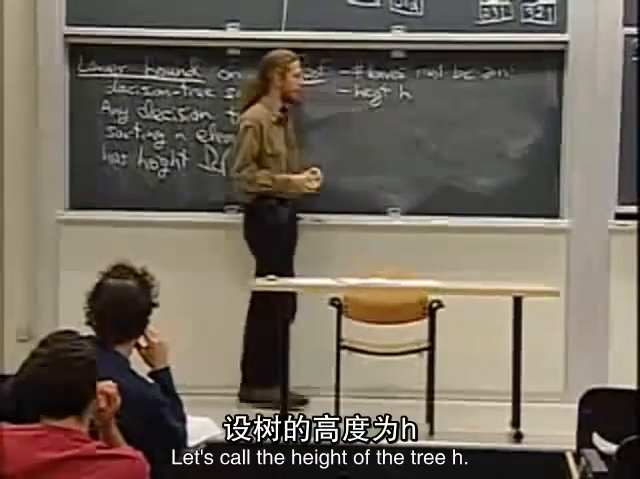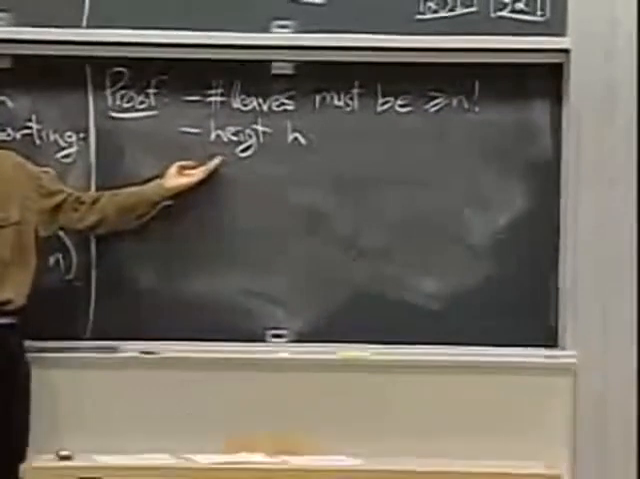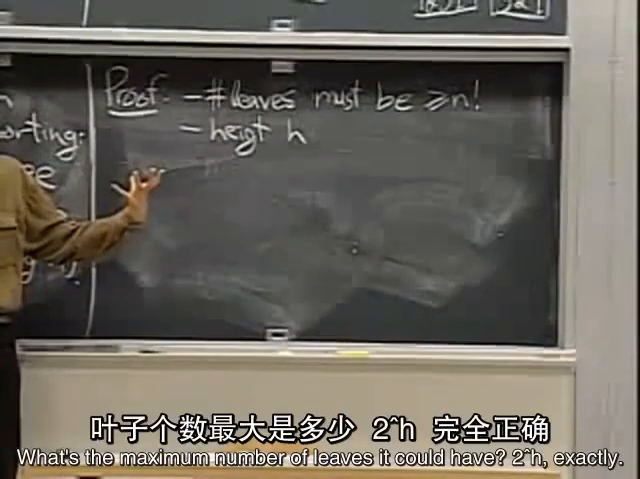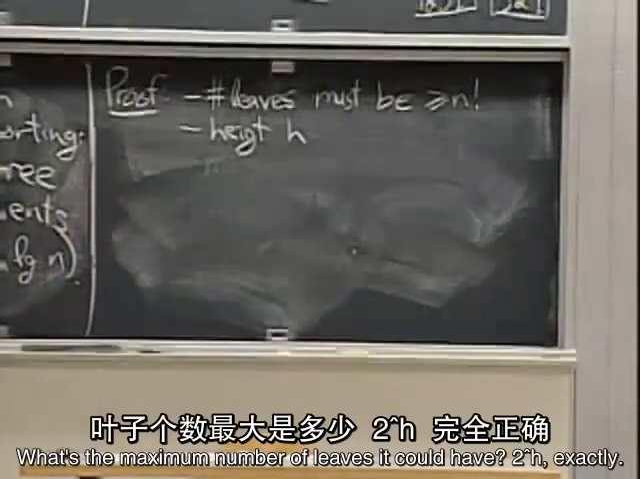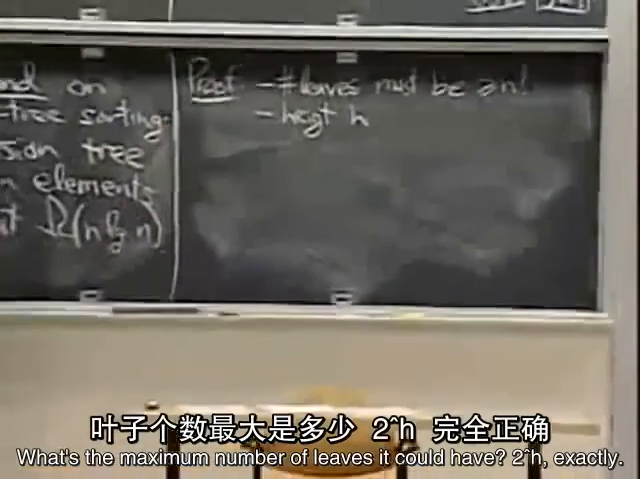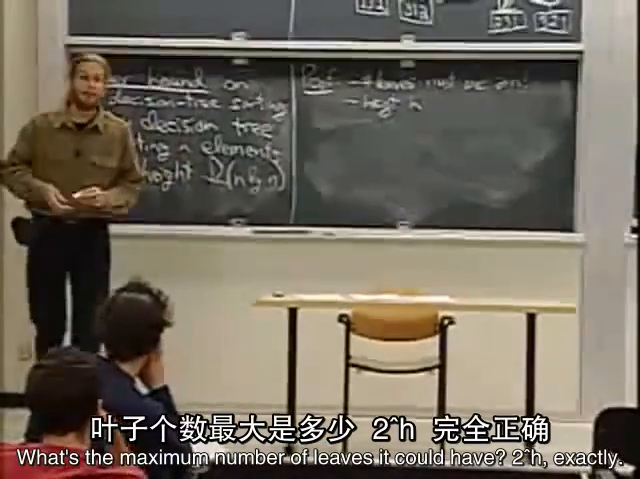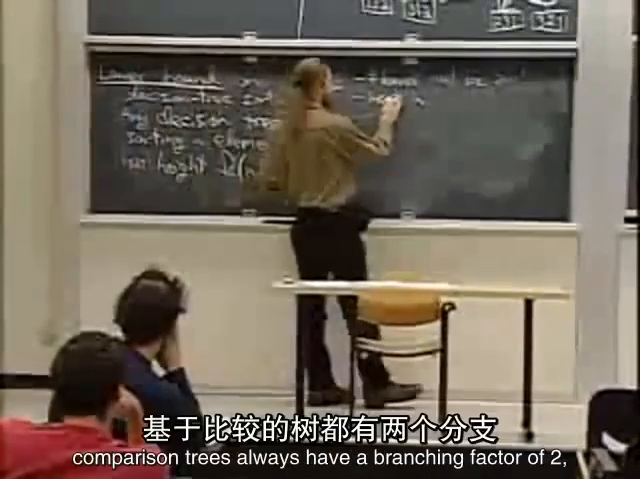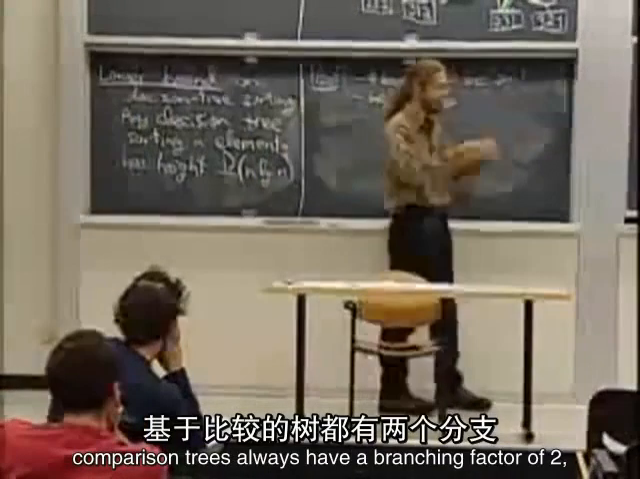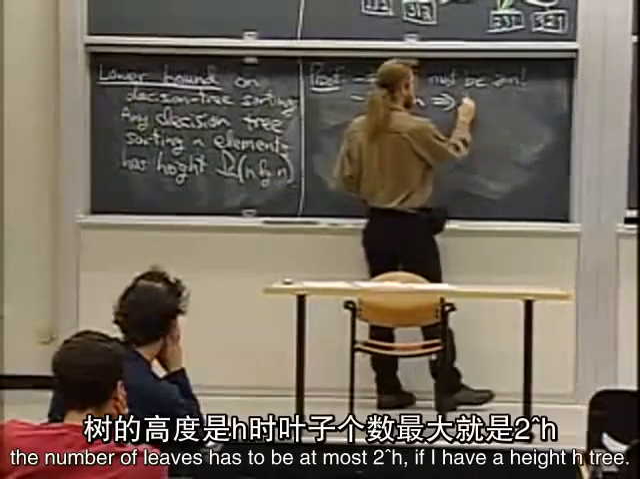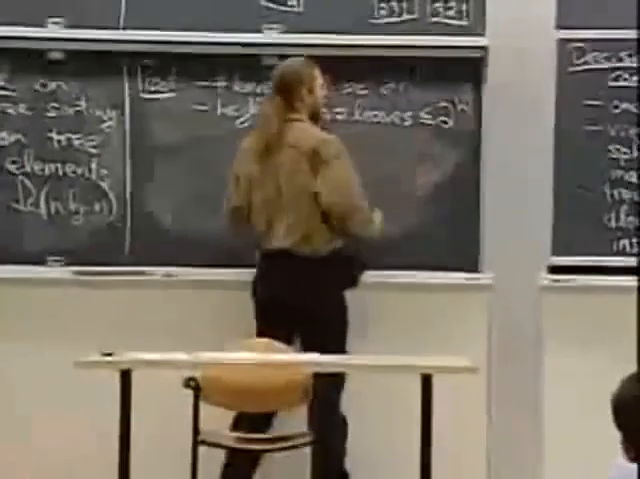So let's call the height of the tree h. Now, if I have a tree of height h, how many leaves could it have? What's the maximum number of leaves that it could have? Sorry? 2 to the h, exactly. Because this is a binary tree, comparison trees always have a branching factor of 2, the number of leaves has to be at most 2 to the h if I have a height h tree.